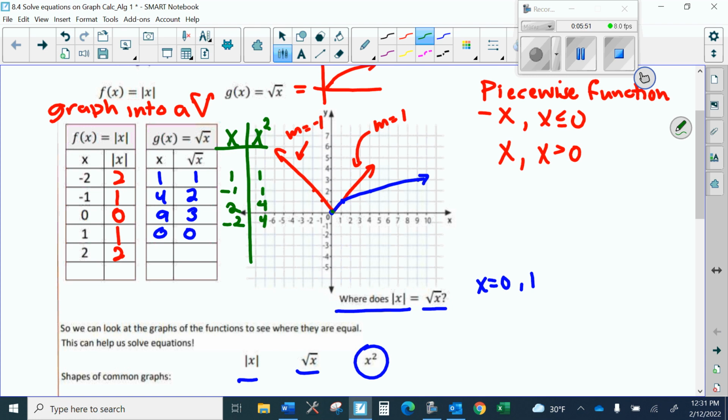So (0, 0), (1, 1), (-1, 1), (-2, 4), and (2, 4), for example. And so this would look like that right there for that x squared graph, a parabola. Okay, so those are our three main ones in this section that we're dealing with here.